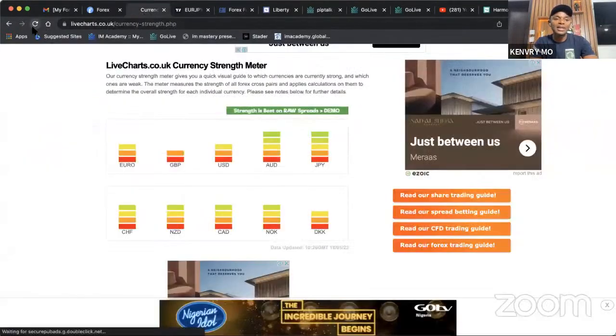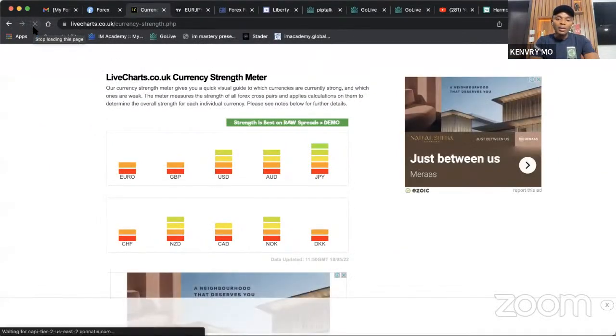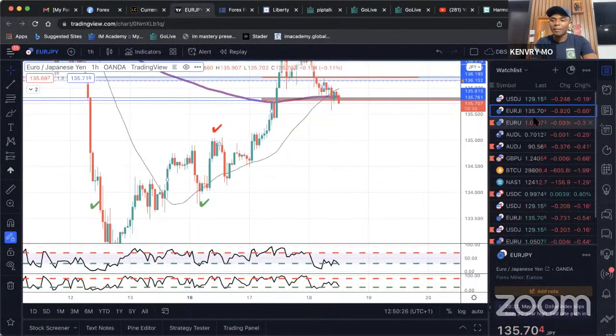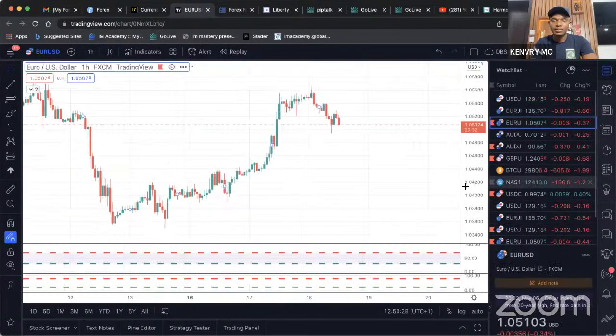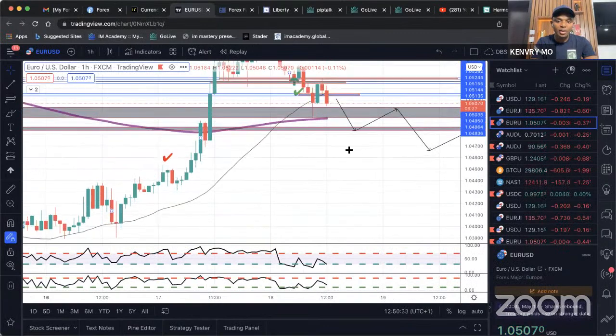Okay, so the market is actually bullish on... No, there's no bullish. Everything is looking bearish right now. Euro USD is looking bearish, and it's already bearish. It's already going down.